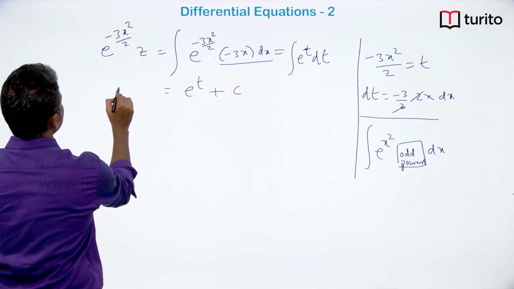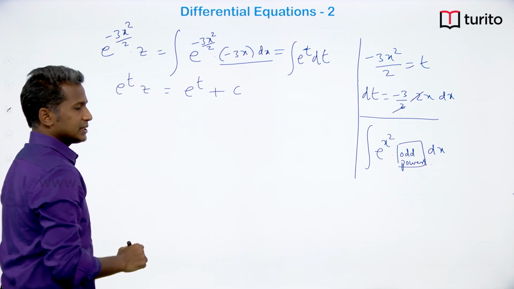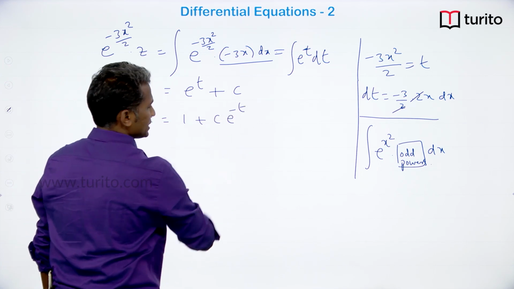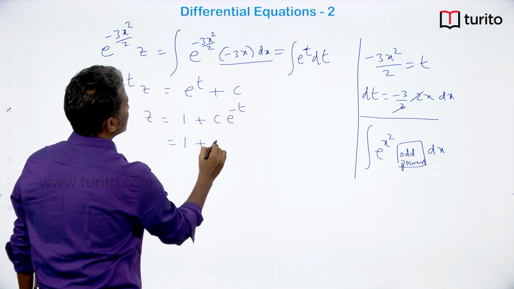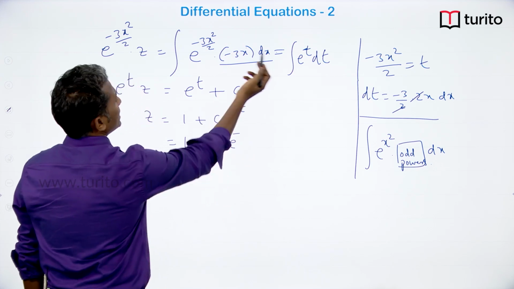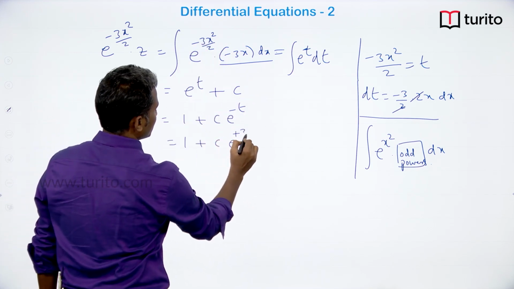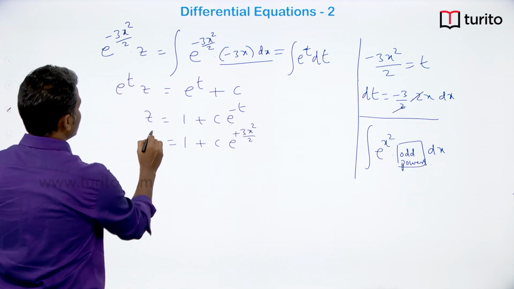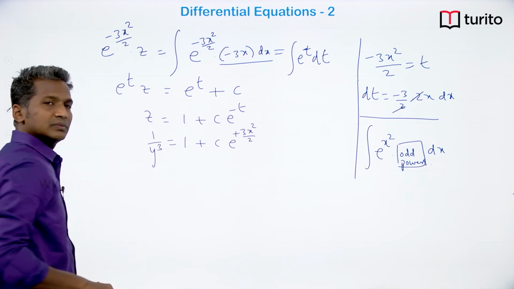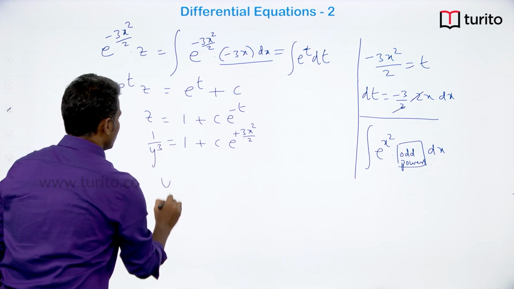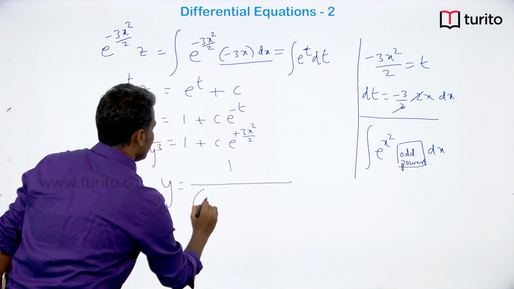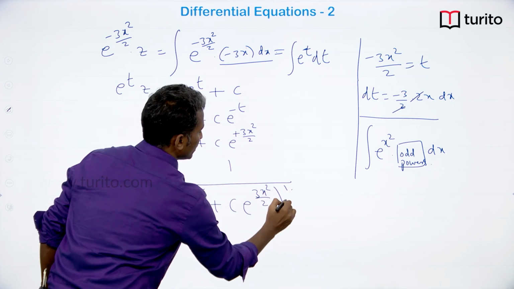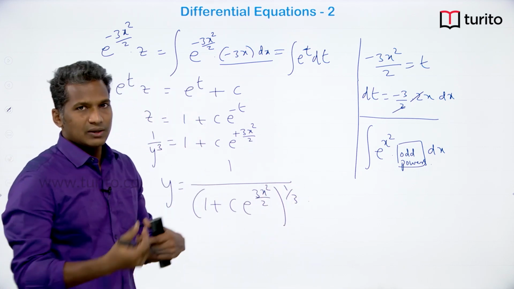Now, what is in the LHS? E power t into z is in the LHS. So z will become 1 plus c into e power minus t. Now, when we put it, we get 1 plus c into e power, t is basically minus 3x square by 2. So it becomes plus 3x square by 2. But what is z? Z was basically 1 by y cube. So that means y will come out to be 1 divided by 1 plus c into e raised to 3x square by 2 whole raised to 1 by 3. This is our function.